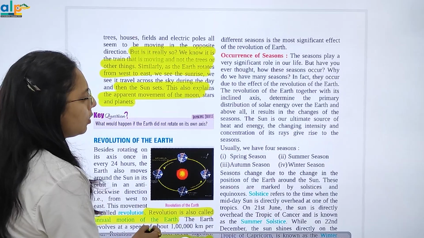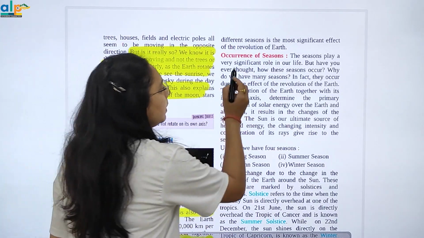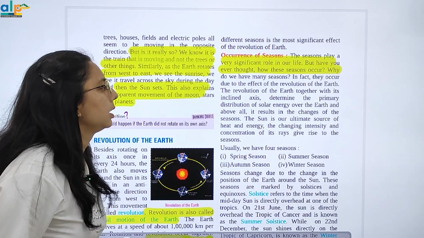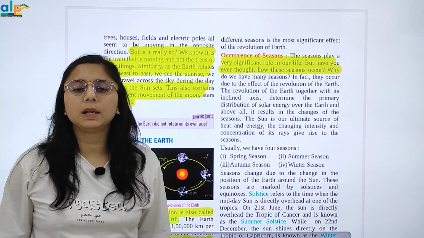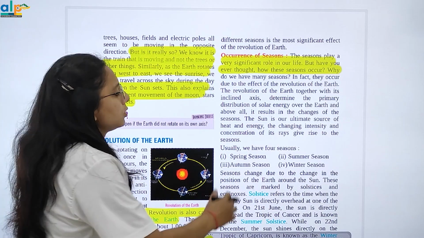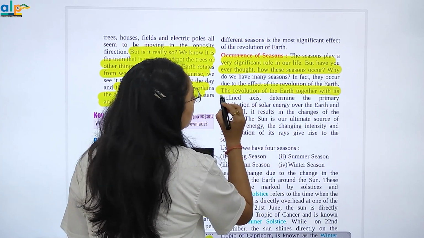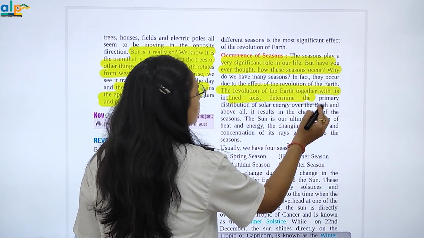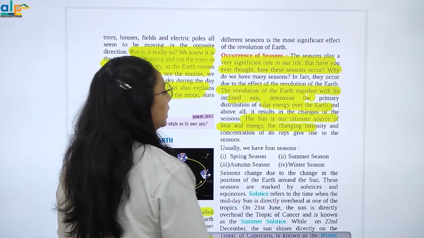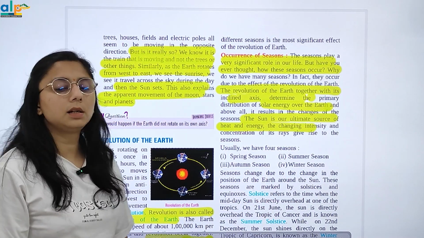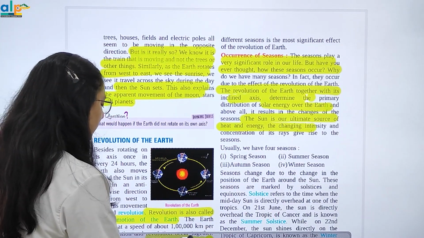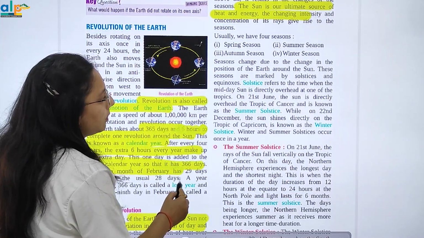Now let's study the occurrence of seasons. Seasons play a very significant role in our daily life, but have we ever thought how these seasons occur? Why do we have many seasons? They occur due to the effect of revolution. The revolution of the earth together with the inclined axis determines the primary distribution of solar energy over the earth. The sun is our ultimate source of heat and energy, and the changing intensity causes concentration. Usually we have 4 seasons: spring, summer, autumn, winter.